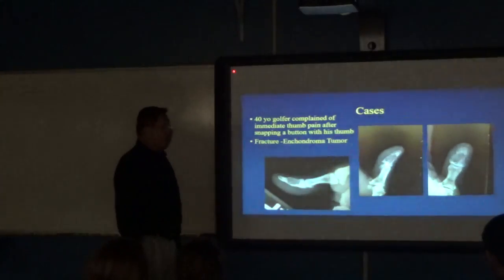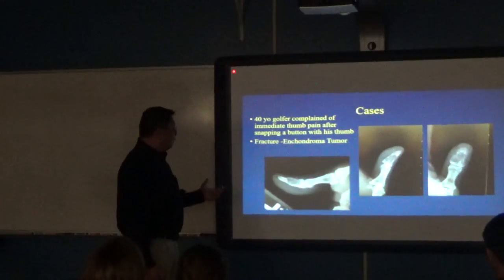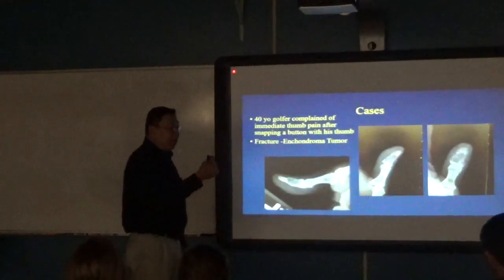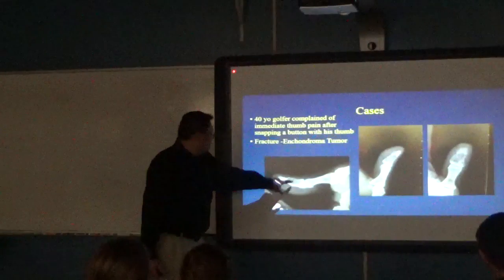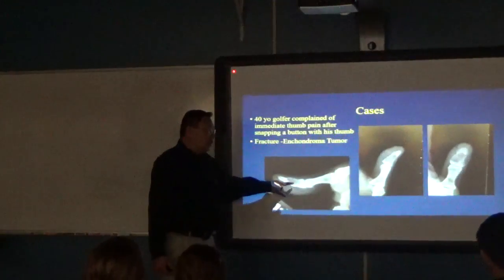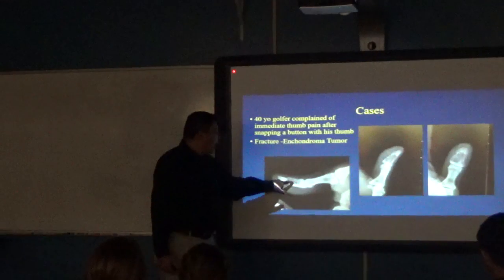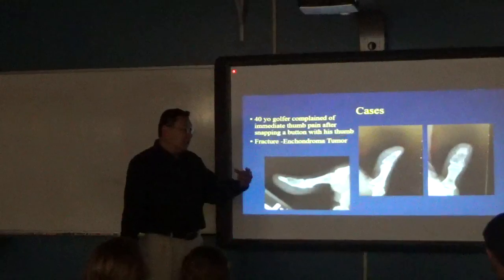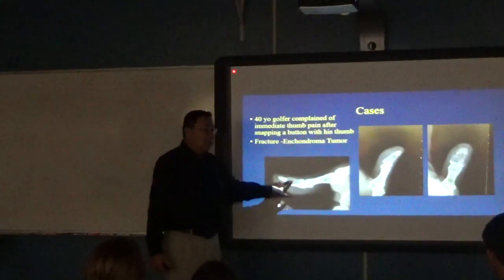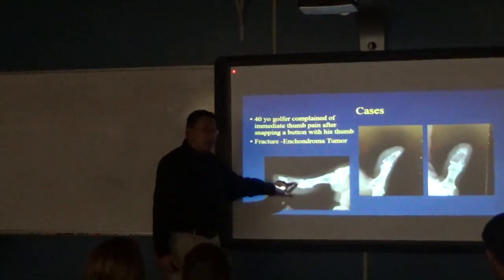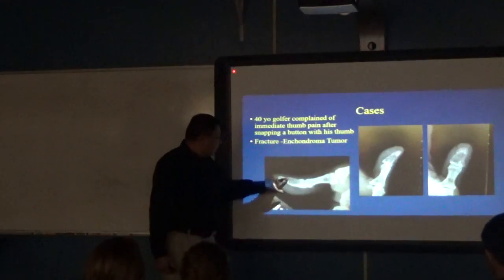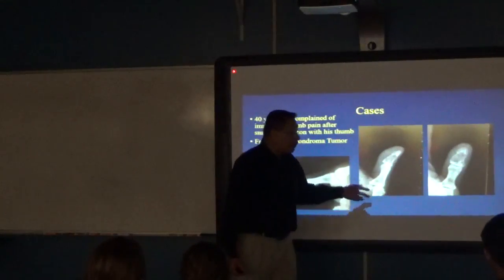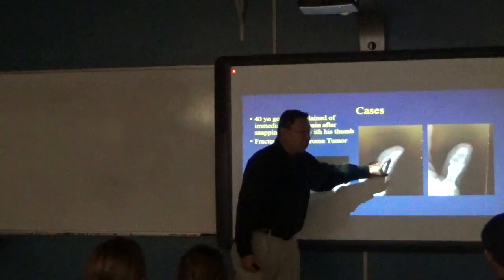Okay, let's go through a few cases here real quick. This is a golfer who came to me and said he was snapping a button, and he felt a pop in his thumb and it hurt. It's an enchondroma, a benign cartilaginous tumor. Remember, bone starts with cartilage, and the cartilage converts to bone. Somehow the process did not continue here. It stopped at the cartilage stage. So you've got the thin bone lining here, and it's real thin, and he snapped it. It's what we call a pathological fracture. It's woven bone in here.